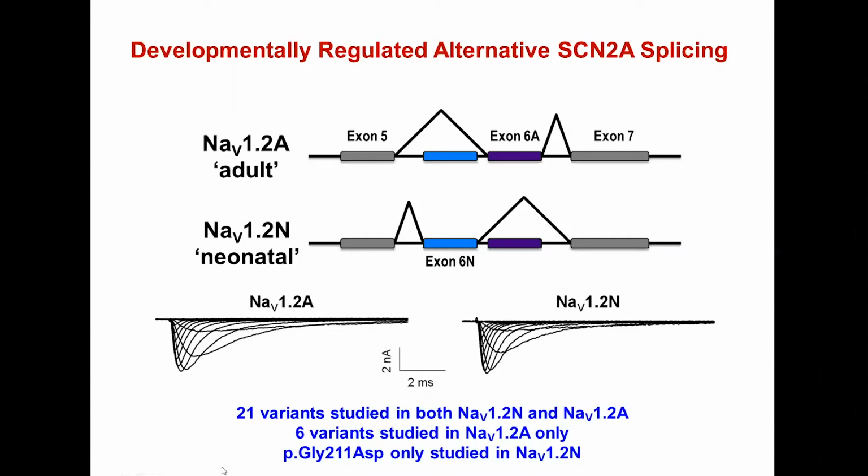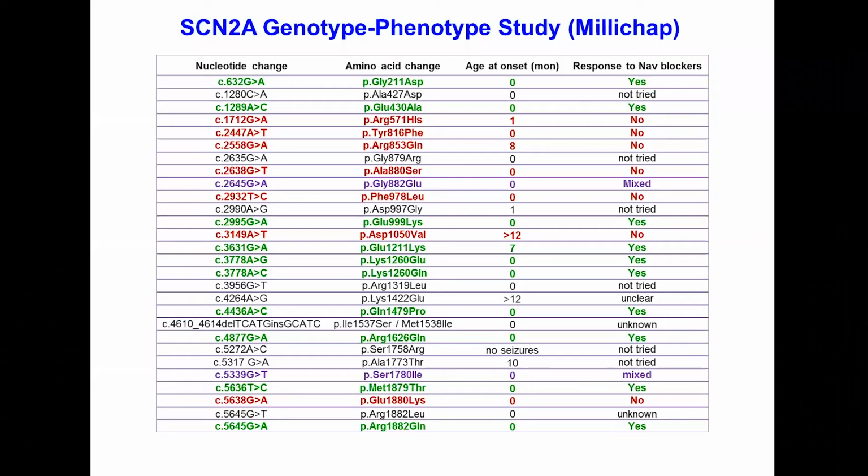And then there was one curious variant that arises in the neonatal exon. So we only studied it in that version because it wasn't found in the adult form. Another thing from John Millichap's study that we wanted to follow up on was that he had collated information about the response to anti-epileptic drugs. In particular, we looked at the response to those drugs that were known to block sodium channels, including SCN2A.